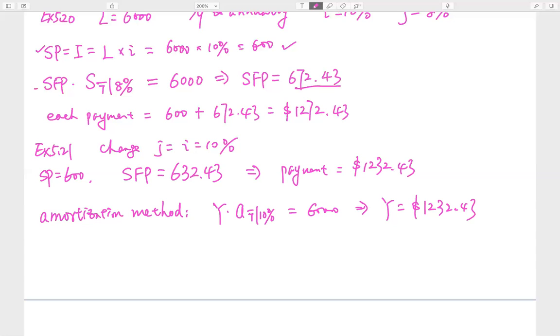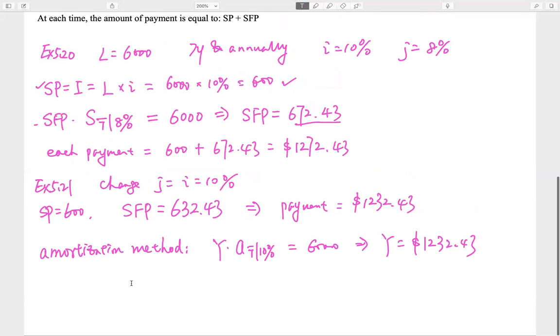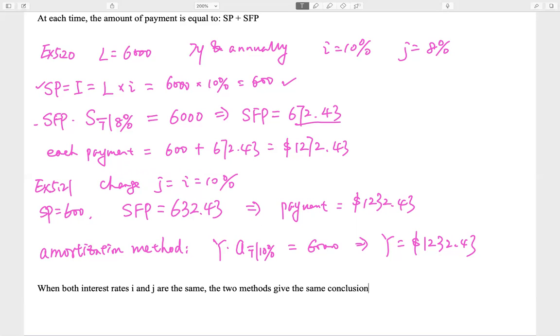Because what you put in the sinking fund, it earns the same interest rate, right? And so let me type it here. When both interest rates I and J are the same, the two methods give the same result. Okay, so essentially there is no difference. The reason is simple: all you need to do is to analyze a $1 loan, and you will see that.